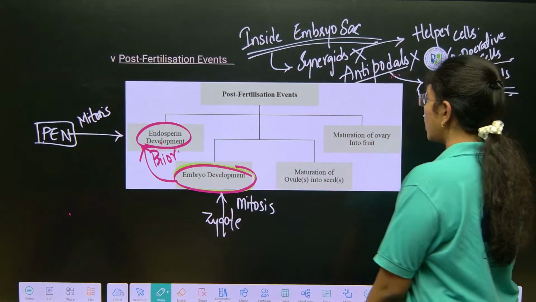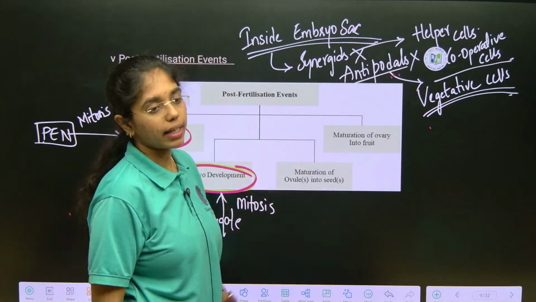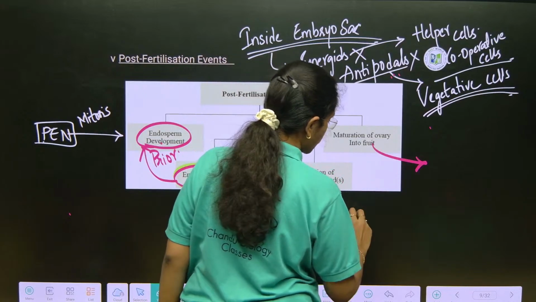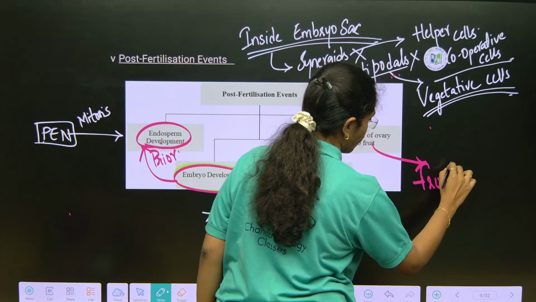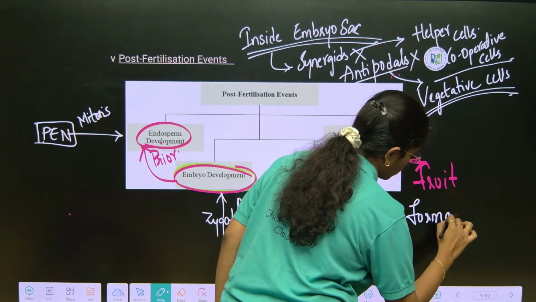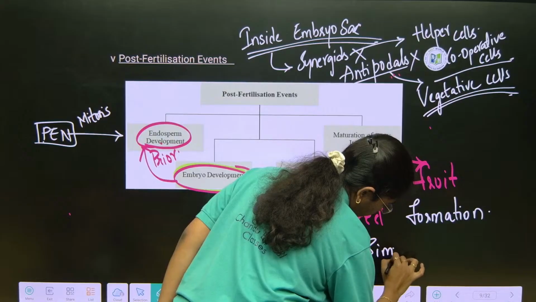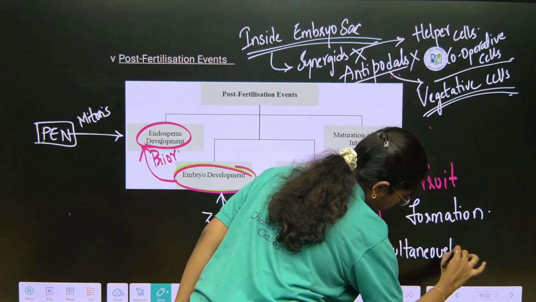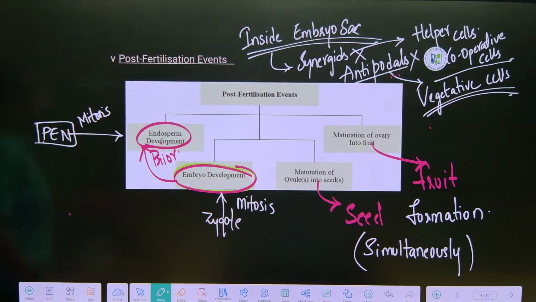Now you see, seed formation and fruit formation. This happens simultaneously. Two more post-fertilization events in angiosperms include seed and fruit formation, which occur simultaneously. Clear? Easy? Okay.